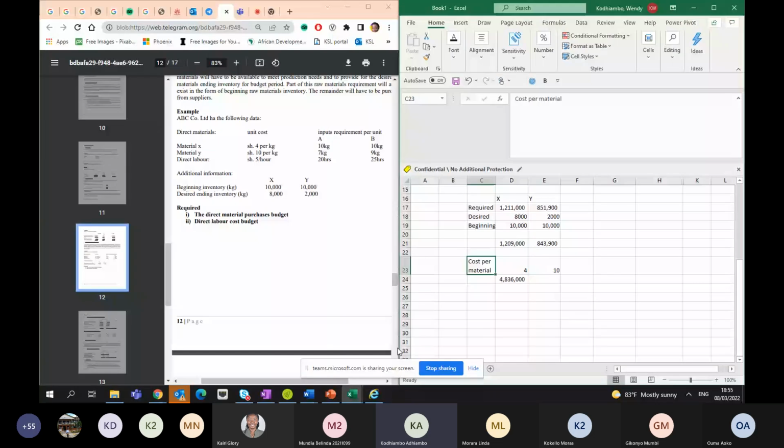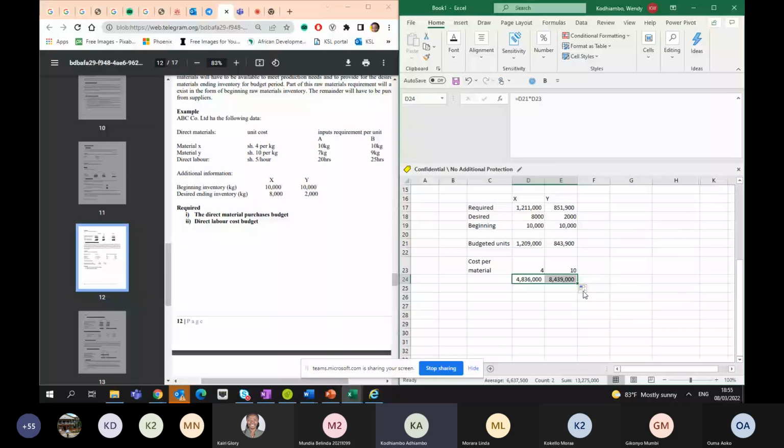Yes, so cost per material. Cost for X is 4, cost for Y is 10. Then these are the units, the budgeted units. Let's call it budgeted. Then always label your work so that you get those extra points. If you just use numbers, especially when you're not there to clarify them, it doesn't work.